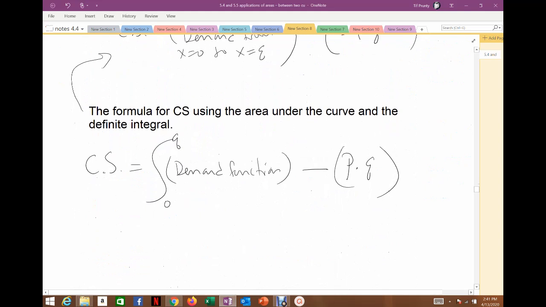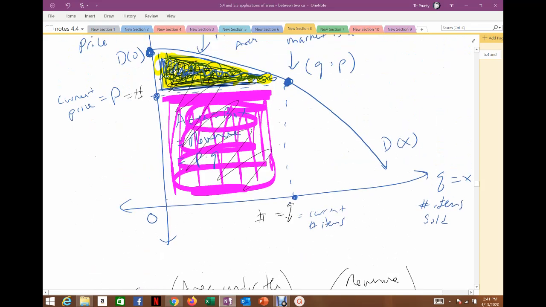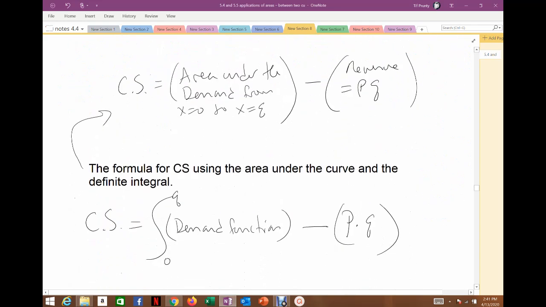So it's integrating the area under the demand function minus the revenue, and then I'm left over with the area I want, right? I've got this area up here that I'm looking for. All right, that's the consumer surplus.